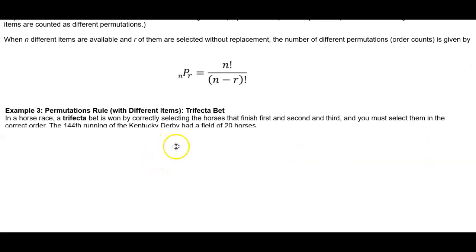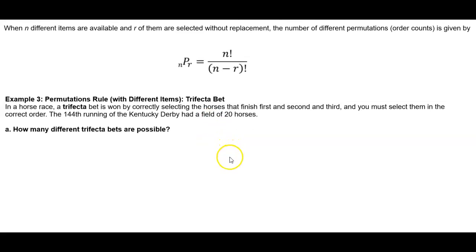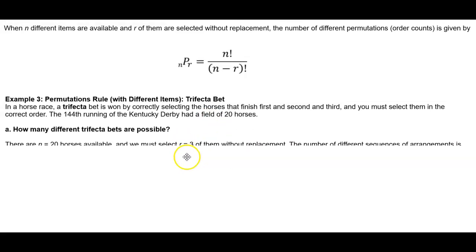Example 3. Permutations rule with different items. The trifecta bet. In a horse race, a trifecta bet is won by correctly selecting the horses that finish first and second and third, and you must select them in the correct order. The 144th running of the Kentucky Derby had a field of 20 horses. So how many different trifecta bets are possible?